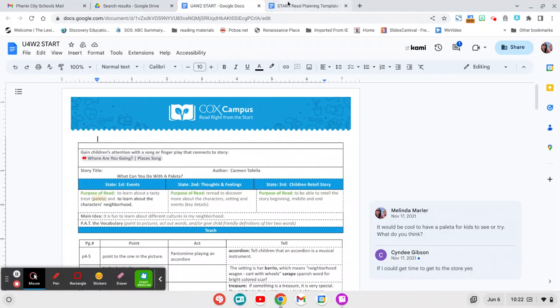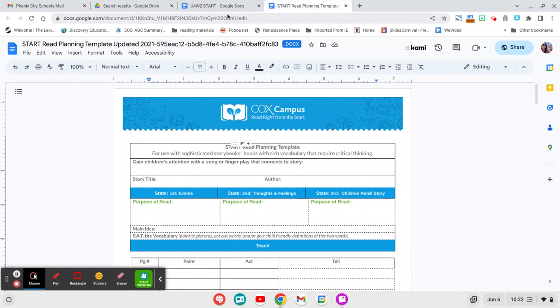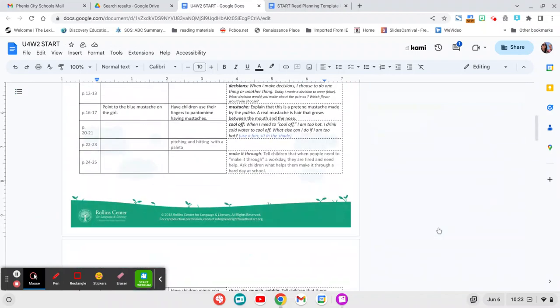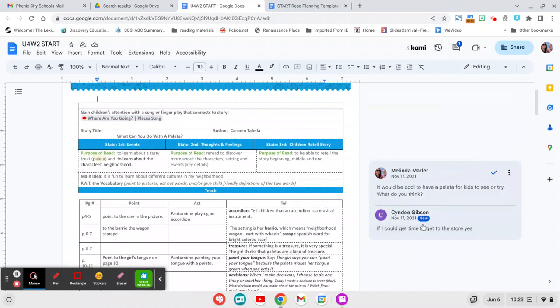Okay, here we go. This is a blank lesson plan. You can develop your own with a higher level book if you wanted to. You don't have to use the lesson plans that I supplied to you from Cox Campus. You can use your own. And that's kind of what we did here. So if you see Miss Gibson and I, we were actually talking back and forth on this on the side.